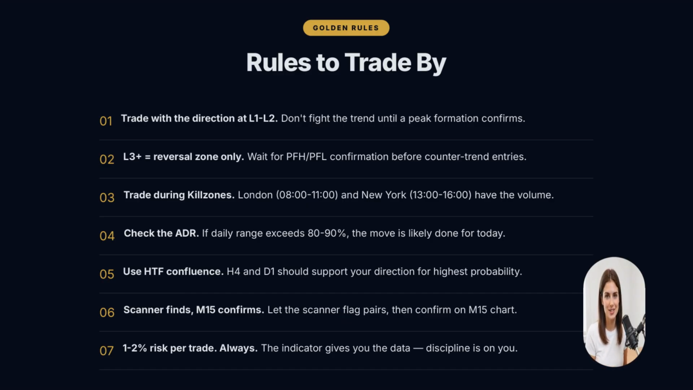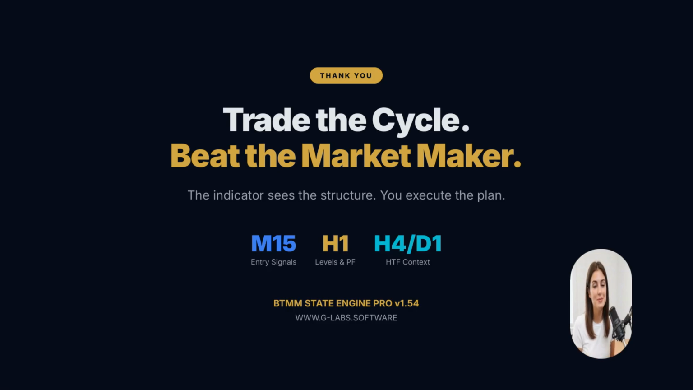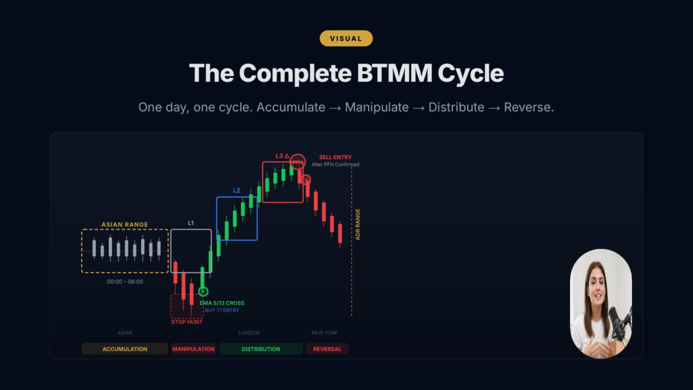Always trade during kill zones, use HTF confluence, and never risk more than you can afford to lose. The indicator gives you the data. Discipline is on you. That's the complete BTMM State Engine Pro system. The indicator automates the detection, levels, peak formations, entries, scanner, and HTF context. Your job is to follow the rules, manage your risk, and stay disciplined. Good luck trading.